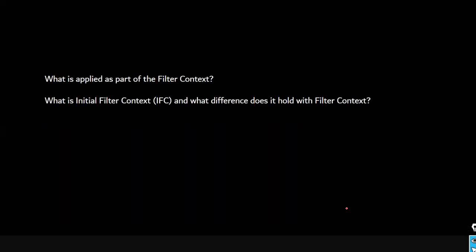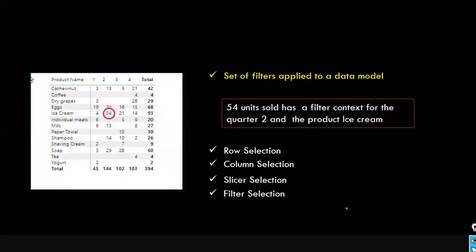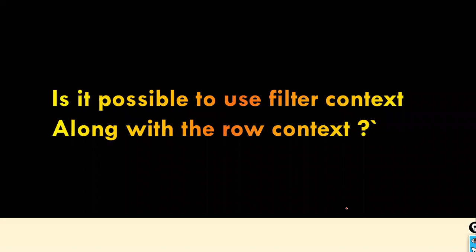What is applied as part of filter context? And what is initial filter context? This one we already discussed. Now the question is, is it possible to use filter context along with the row context? Can I combine these two things? You know very well that in the case of a calculated column, the row context is used. But the row context doesn't do the filter, whereas the filter context cannot do the row-by-row operation. You need to remember this one. Can I use these two things together?